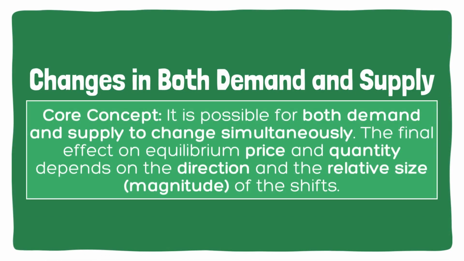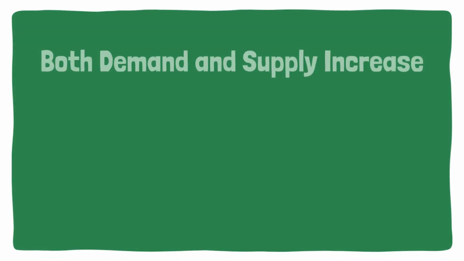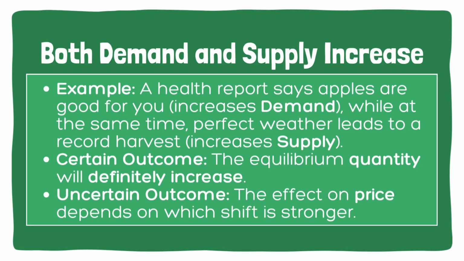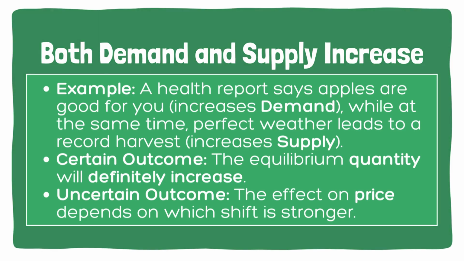Sometimes, both demand and supply can change at the same time. When this happens, the final effect on equilibrium price and quantity depends on the direction and relative size of the shifts. For example, imagine that a health report encourages people to eat more apples, increasing demand, while perfect weather results in a record harvest, increasing supply. In this situation, the equilibrium quantity will definitely increase, but the change in price depends on which shift is stronger.